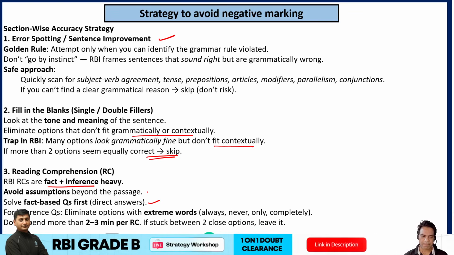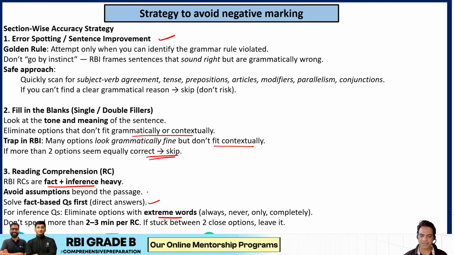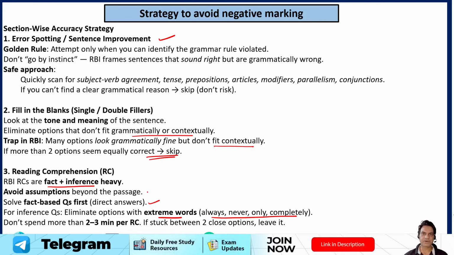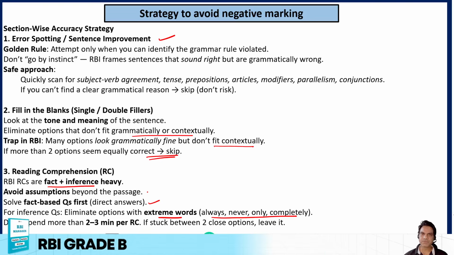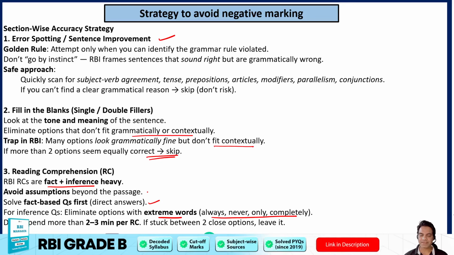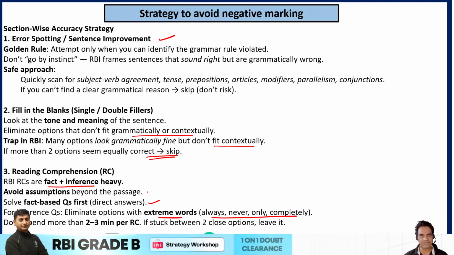Then for inference questions, eliminate options which have extreme words like always, never, only, completely, thoroughly, this is the only way, you cannot do it, India cannot achieve this. So these are extreme options, eliminate them, and do not spend more than 2 to 3 minutes per RC. Guys, if you spend more than that, it is going to be challenging for you. So if you're stuck between two options, leave it, guys. That is the strategy that you have to undertake.